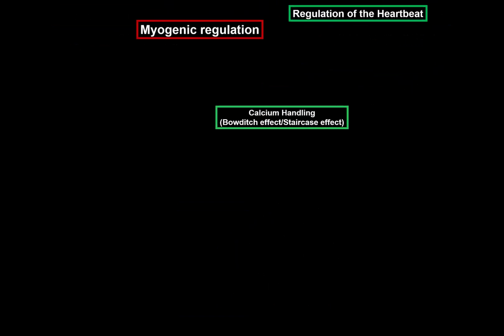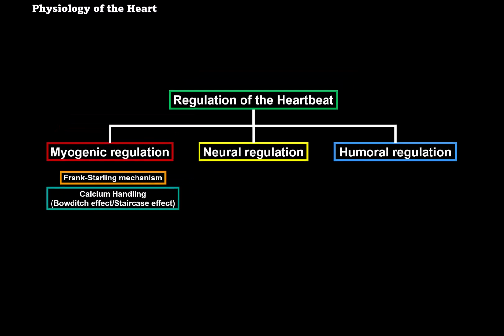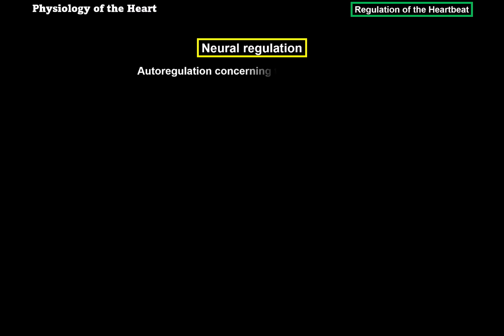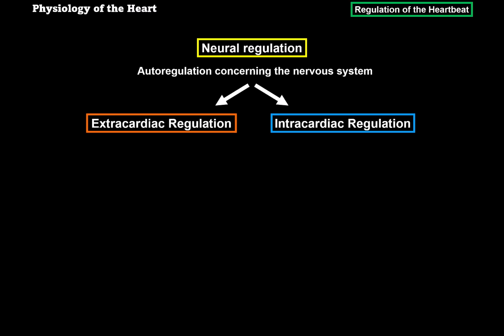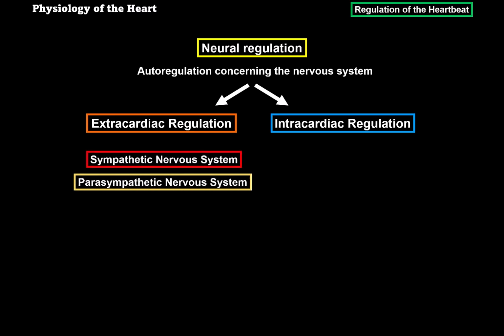So that was the myogenic autoregulation of the heart pumping. Now, what about the neural regulation? The neural regulation means the autoregulation concerning the nervous system, and it's divided into the extracardiac regulation and intracardiac regulation. Extracardiac regulation involves sympathetic and parasympathetic involvement. I can't express how important this is to know the mechanism of how the system can regulate the heart.